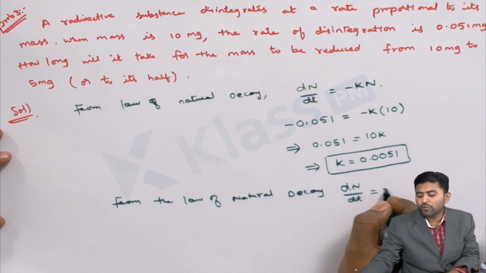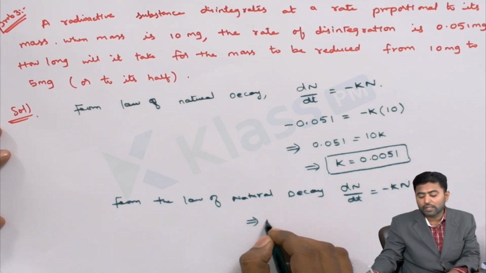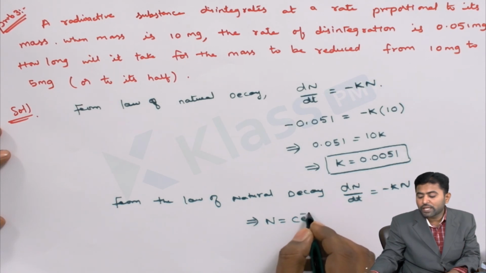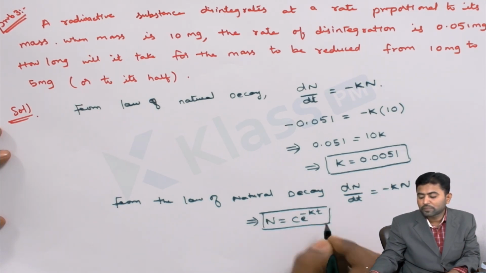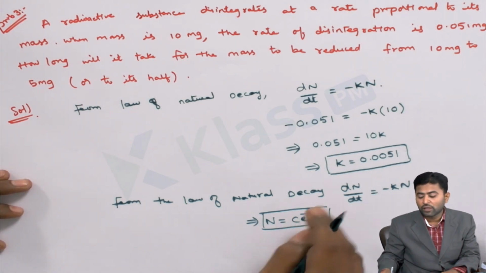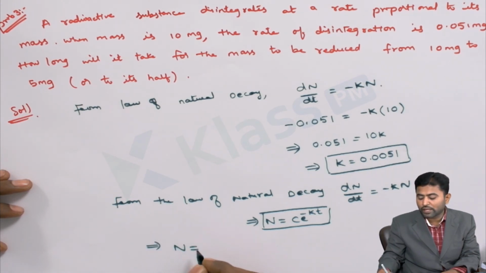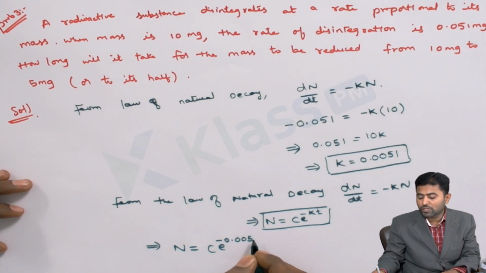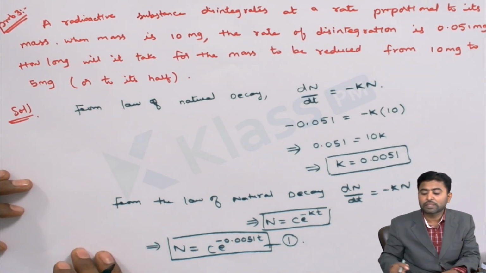From the law of natural decay, dN by dt is equal to minus kN. On integrating this, we got N is equal to c into e power minus kt. Already we got the value of k, so I'll substitute that in this. So I'll get N is equal to c into e power minus 0.0051t. I'll mark this as equation 1.